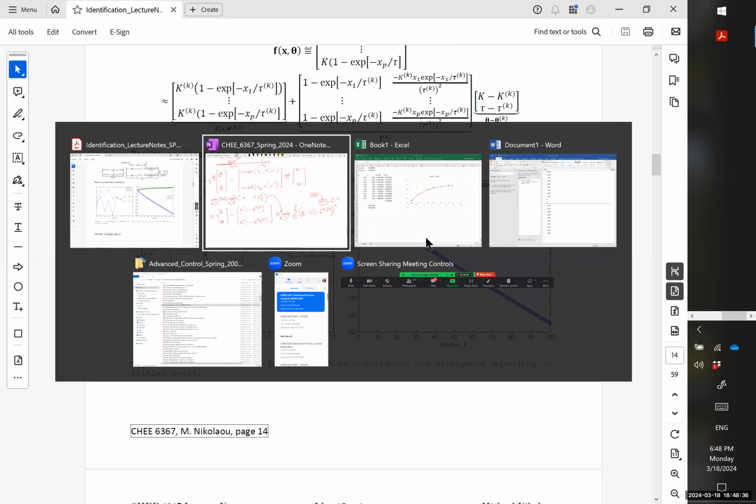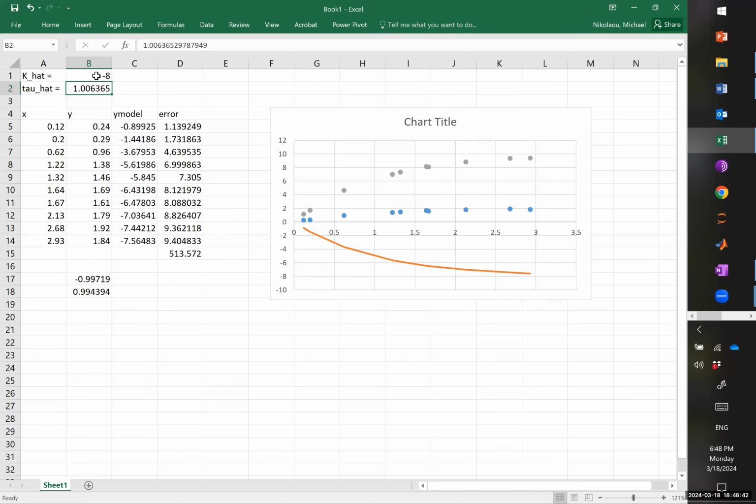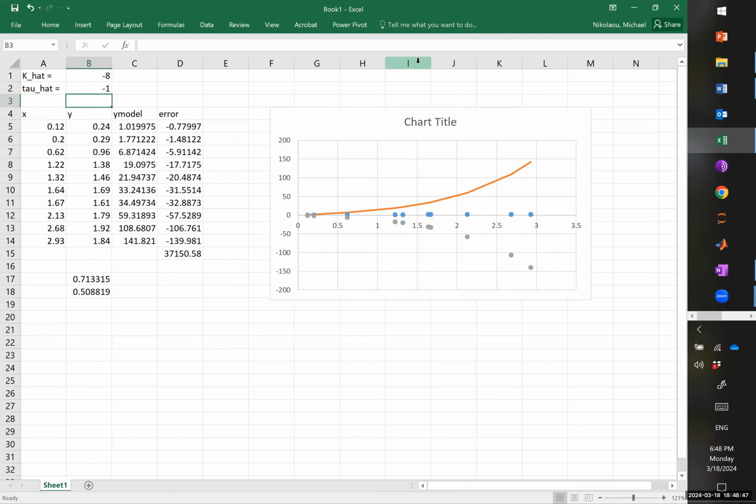Oh, let me convince you that Excel also would fail if you said the initial guess is -8 and -1. Let's see what Excel will predict. It predicts this stupid thing. Well, stupid, it's just a figure of speech. It predicts disagreement between the model output and the data, right? And you see the error has a clear pattern and all that. Well, let's see what the solver does.